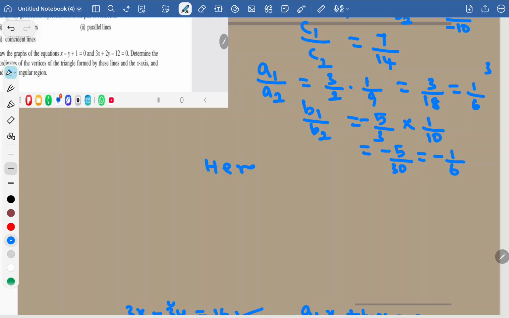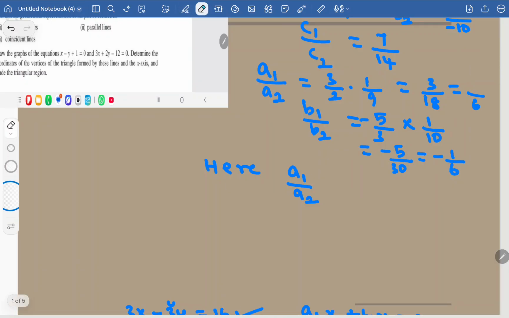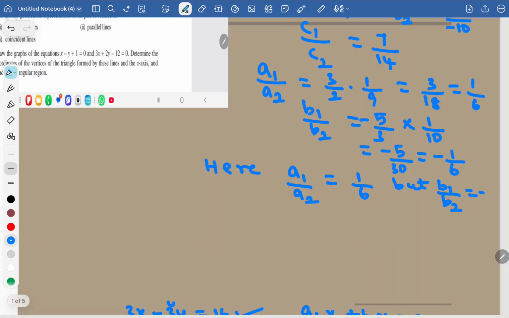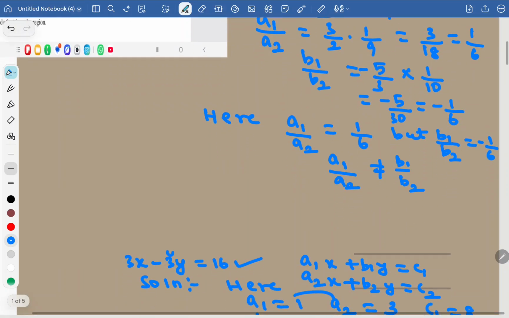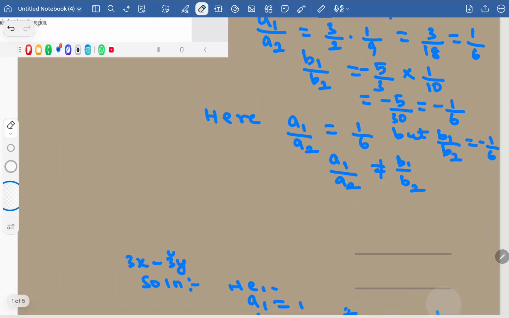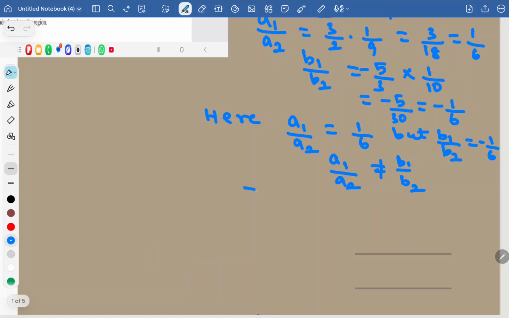Here A1 by A2 is 1 by 6, but B1 by B2 minus 1 by 6. A1 by A2 is not equal to B1 by B2. Therefore, we can say the lines are intersecting at a point.